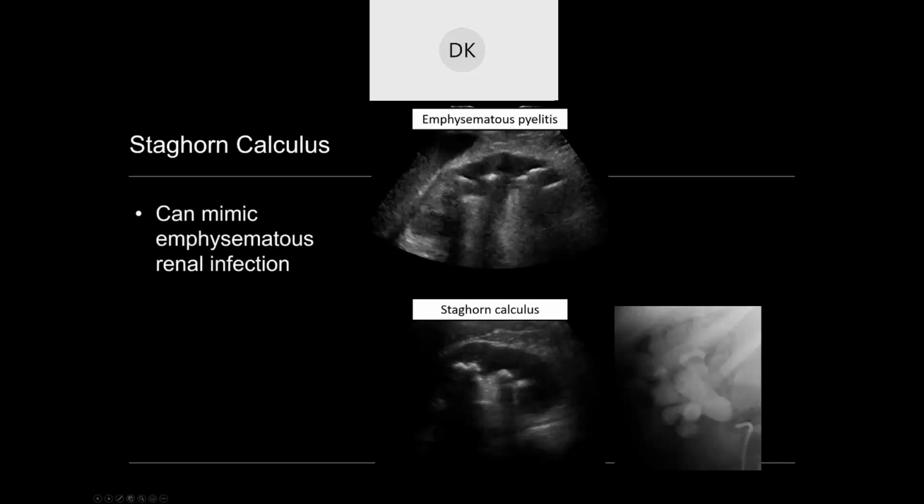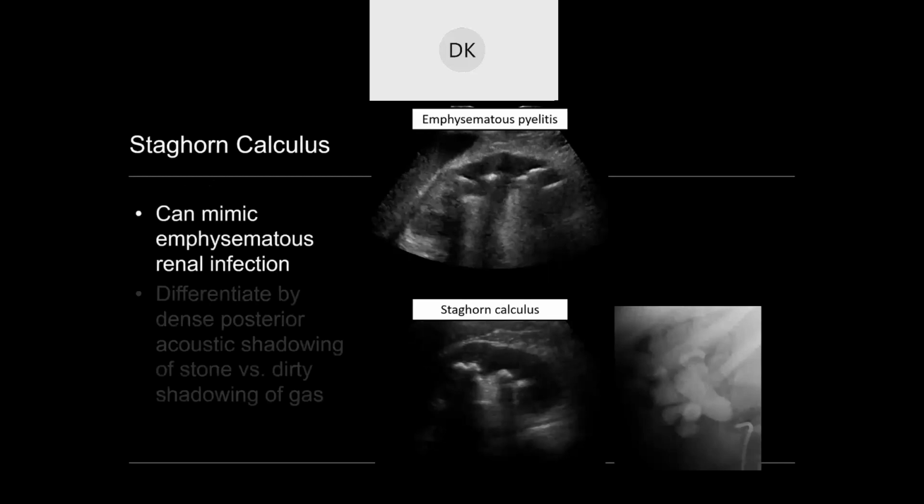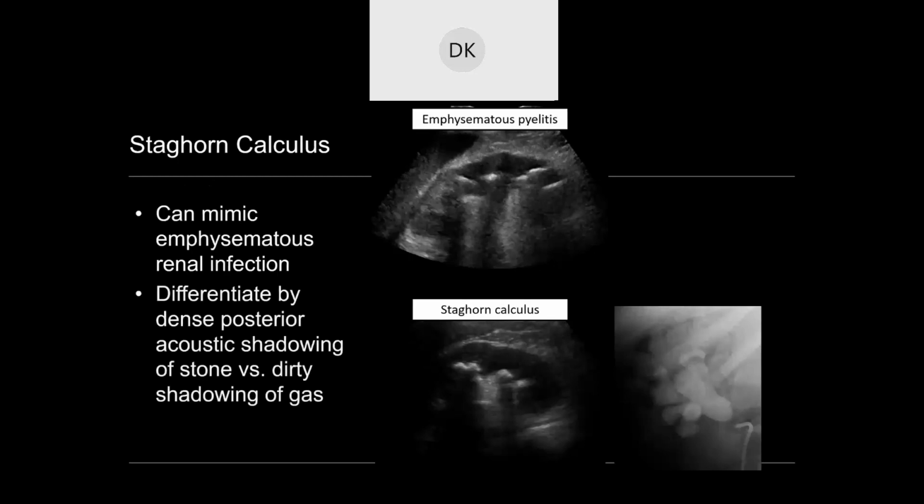So that's a potential pitfall, especially when it's large, because it can mimic an emphysematous renal infection. The clue is that you get more posterior acoustic shadowing for a stone than you do with emphysematous pyelitis. That's more of a dirty shadow. And another clue is you can see the anterior margin of the stone is more sharply defined. You can see these reflectors here from the gas are kind of ill-defined and linear. This looks more like a stone interface that you would see closest to the beam.